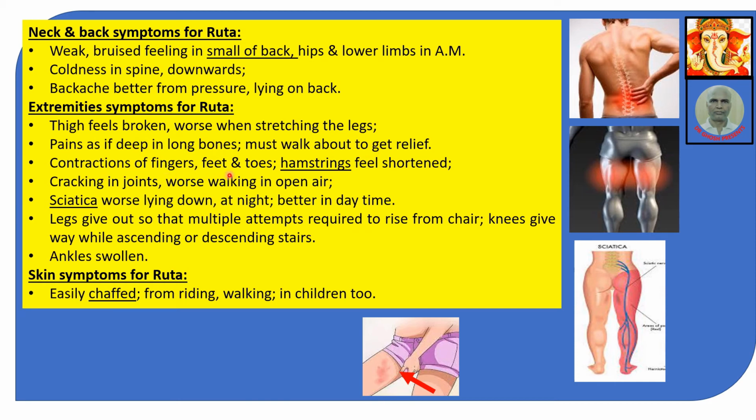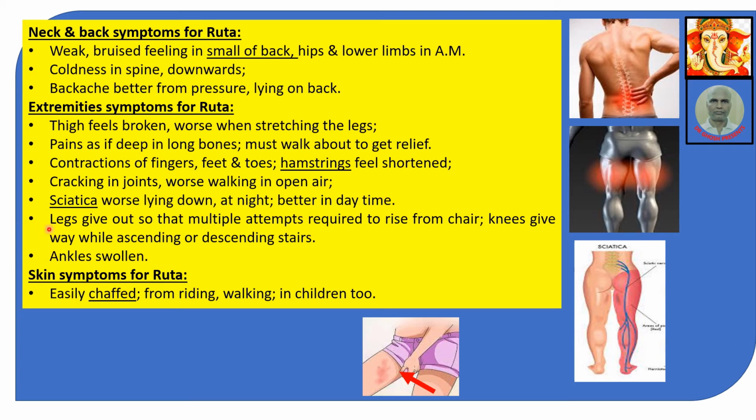Contraction of fingers, feet and toes. Hamstring feels shortened. This is the hamstring. The muscles here behind the thigh are called hamstrings. Cracking in joint, worse walking in open air. Sciatica, worse lying down at night, better in daytime. Sciatic nerve runs from the hip area down to heel. This is the sciatic nerve, the longest nerve of the body.